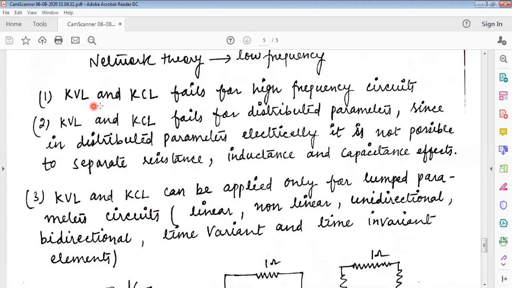So one conclusion is that KVL and KCL can be applied only for the low frequency applications, and KVL and KCL can be applied only for the lumped parameter circuits, circuits in which the parameters are present at one point. Means you can separate those parameters. It is possible to separate, but if they are present distributed, then it is not possible to separate them.